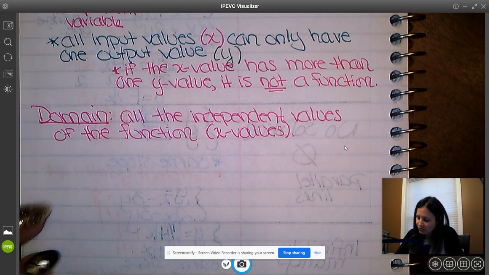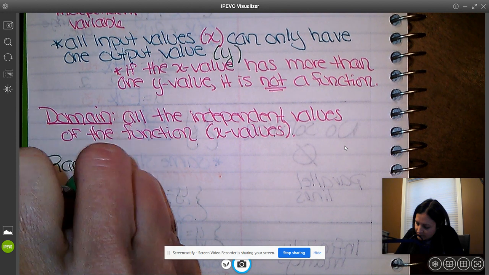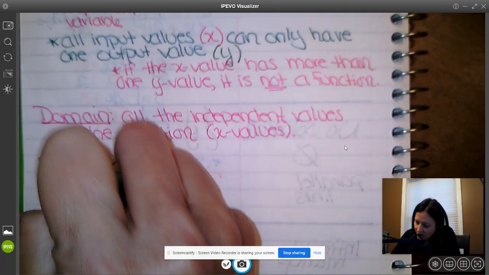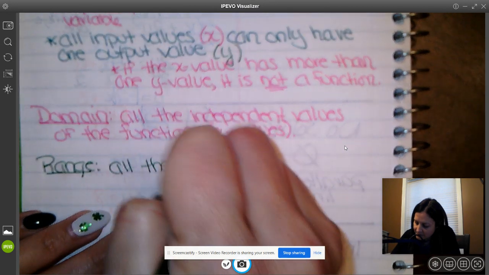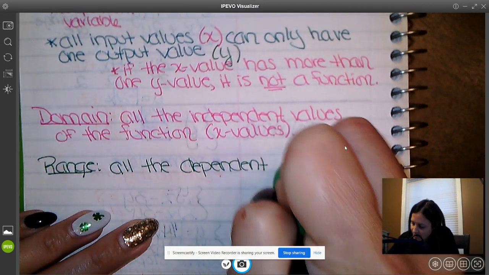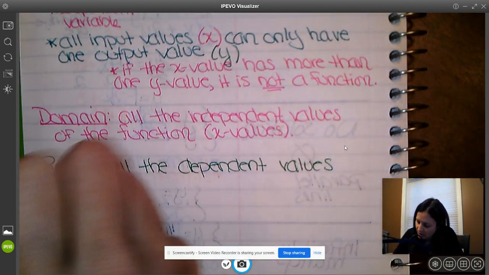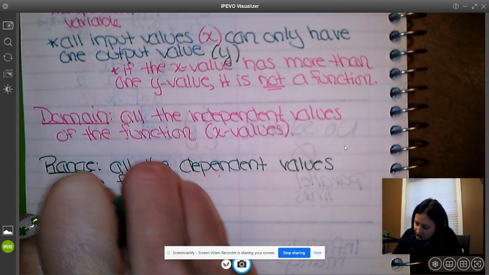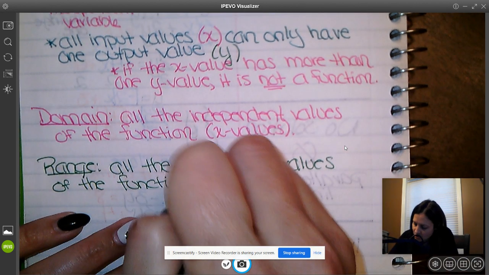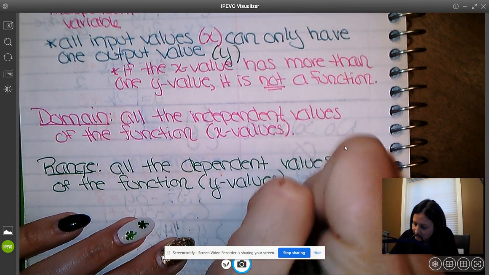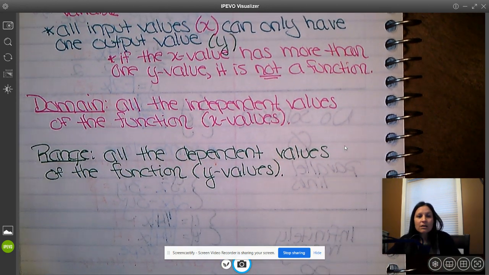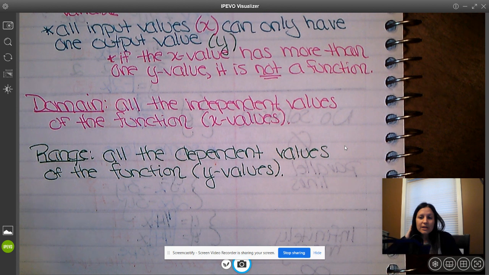So therefore, the range are all of the dependent values of the function. Okay, so all of your y values. So the range would also be all the numbers between negative infinity and positive infinity for those lines that we graphed, because the y values went on and on forever and ever in both directions.